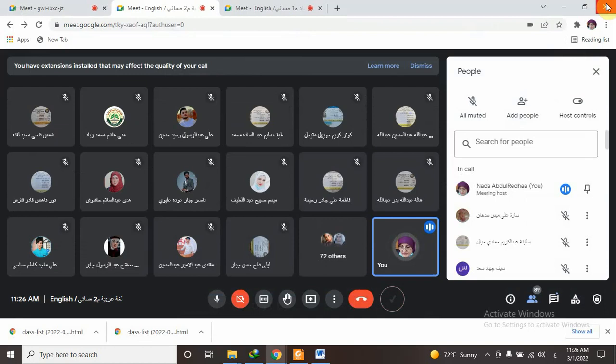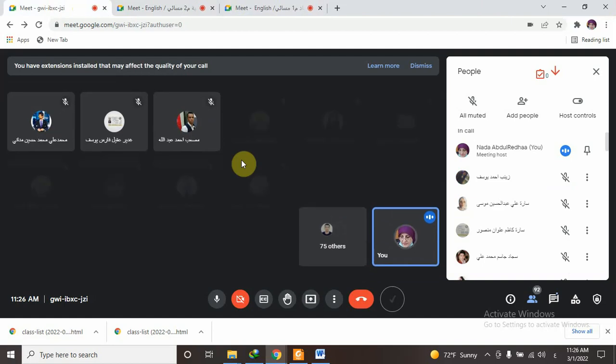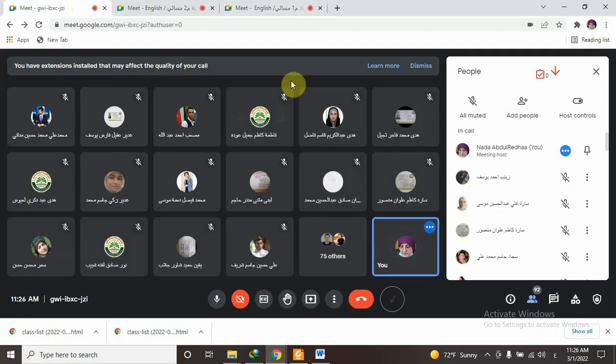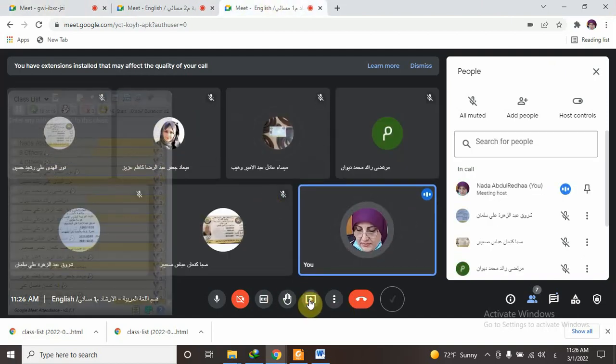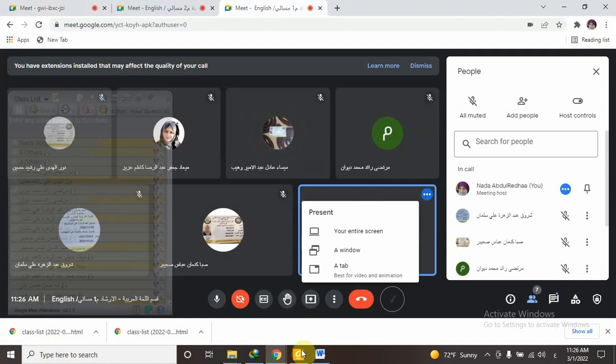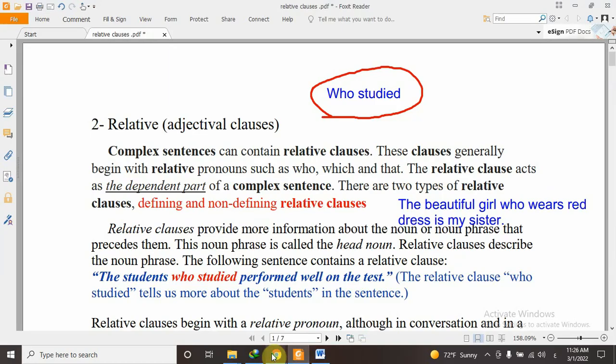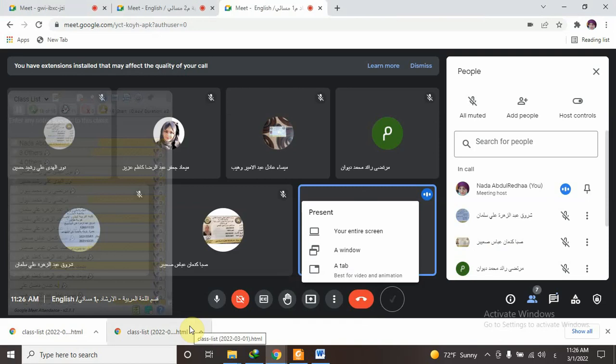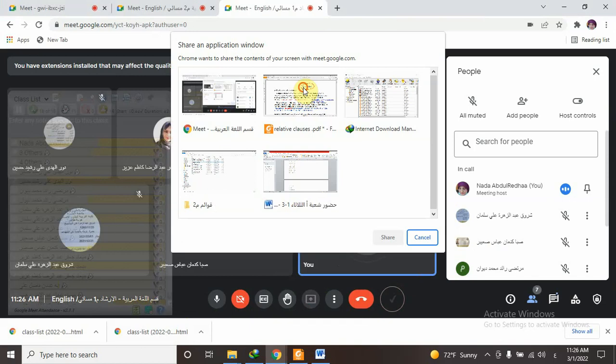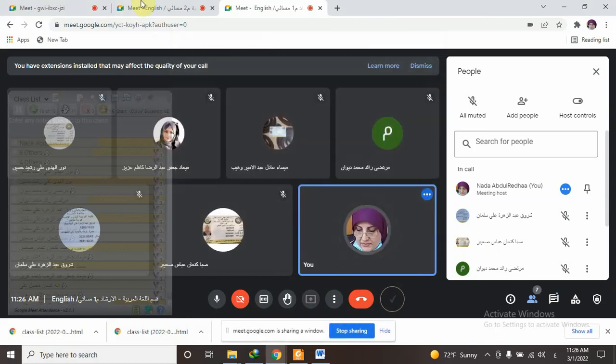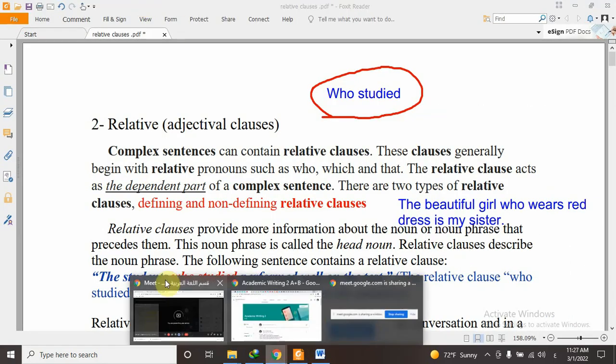So the first type of clauses within the complex sentences we discussed is the time clause. Now we are going to explain the second type of clauses, which is the relative adjectival clause. If you don't have any question, I'm going to share the PDF with you to start our new topic. Do you have a question, or is everything okay?